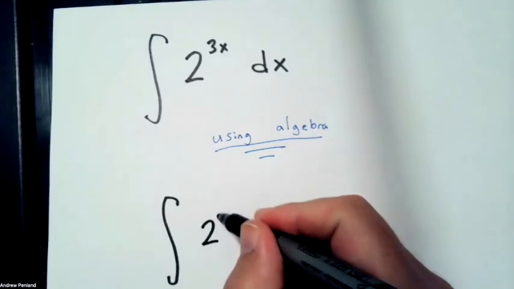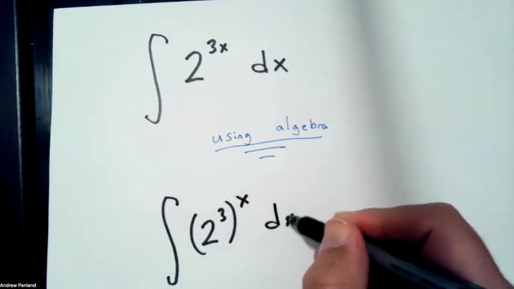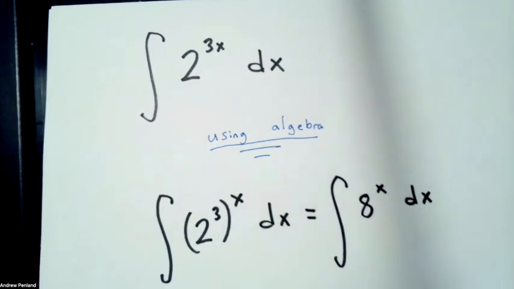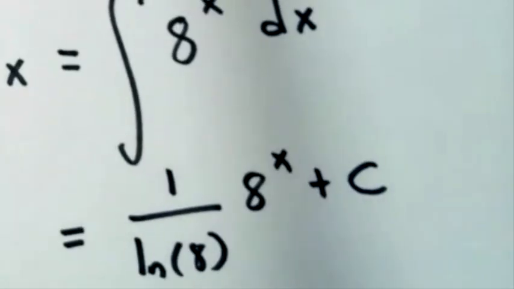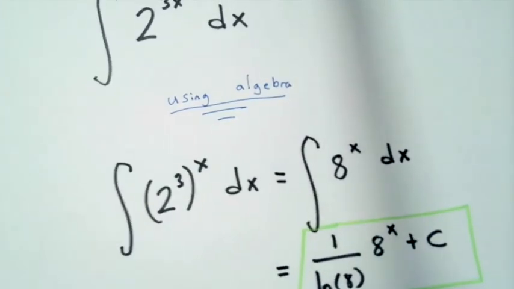Using rules of exponents, we can rewrite 2 raised to the 3x as 2 to the 3 raised to the x. So this becomes the indefinite integral of 8 raised to the x. From here we can apply the basic exponential antiderivative rule to get 1 over natural log of 8 times 8 raised to the x plus c.